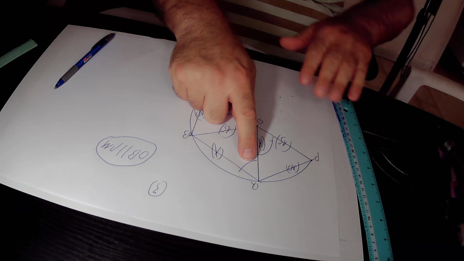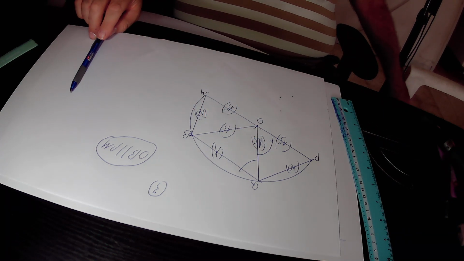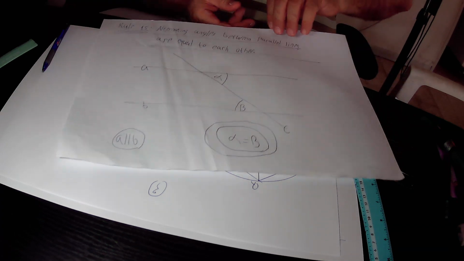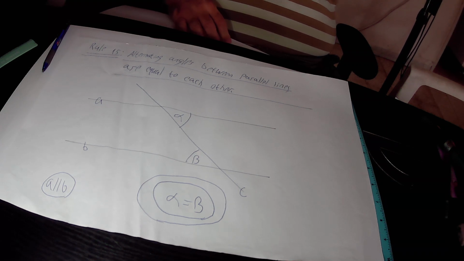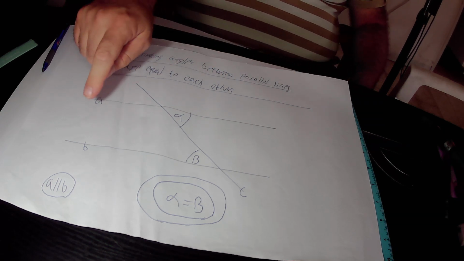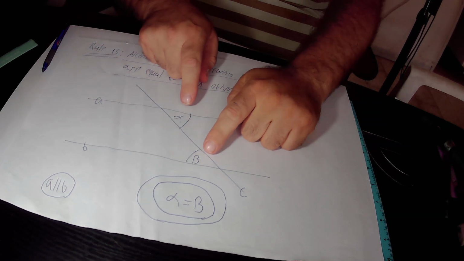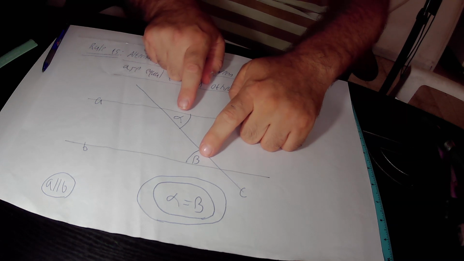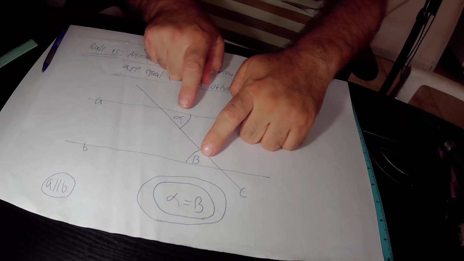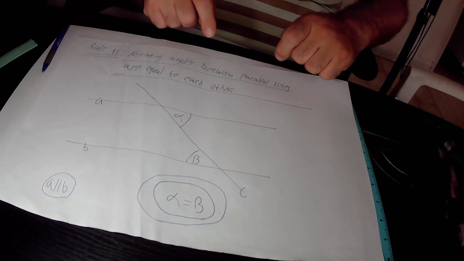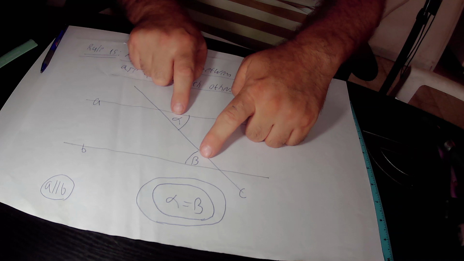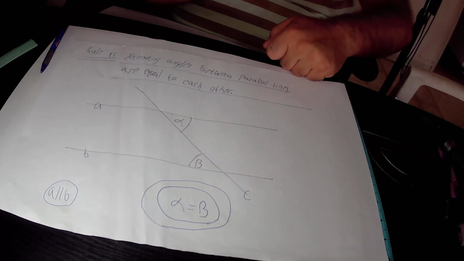So, I'll look quickly at rule 15. According to rule 15, alternating angles between parallel lines are equal to each other. In the drawing, we have line A that is parallel to line B, and those two angles alpha and beta are defined as alternating angles. Because those two alternating angles alpha and beta are located between the parallels A and B, they must be equal to each other in their sizes. That is to say, angle alpha equals angle beta.